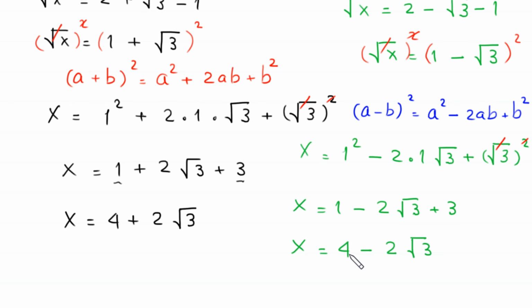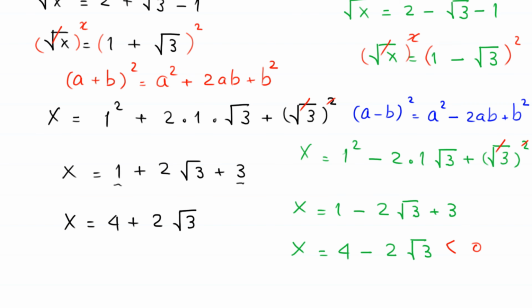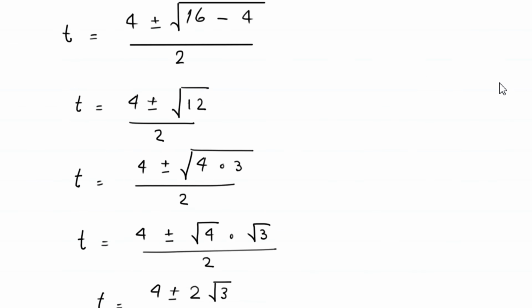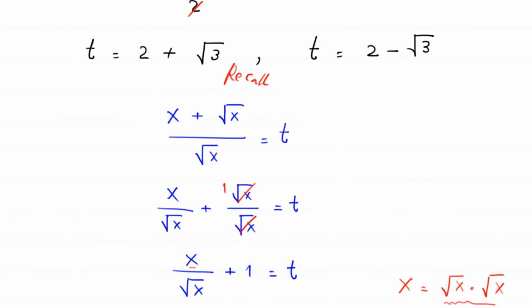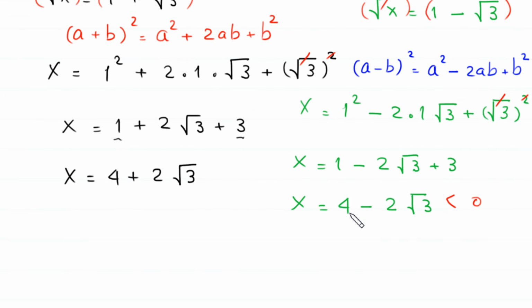Now this 4 minus 2 times root 3 is less than 0. As we discussed earlier, x must be greater than 0. Since 4 minus 2 times root 3 is less than 0, this will be rejected. We have only one solution for this equation, 4 plus 2 times root 3.